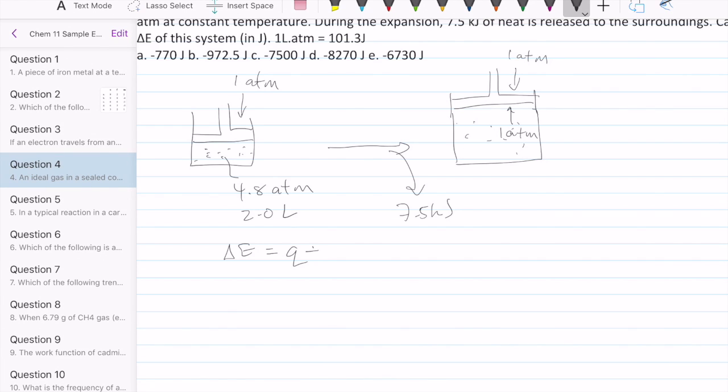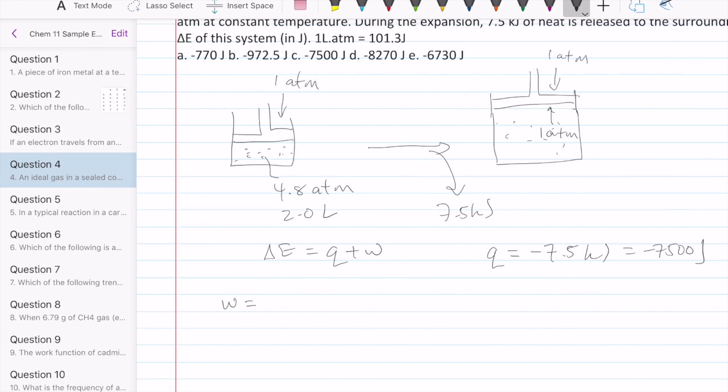Remember that delta E is calculated by adding the heat and work that happen to the system. We know the heat already in this case because we were just told that value is 7.5 kilojoules. The question is just what the sign of the heat is. Because the heat is released, it should be negative 7.5 kilojoules, or negative 7,500 joules. Now the question is calculating work.